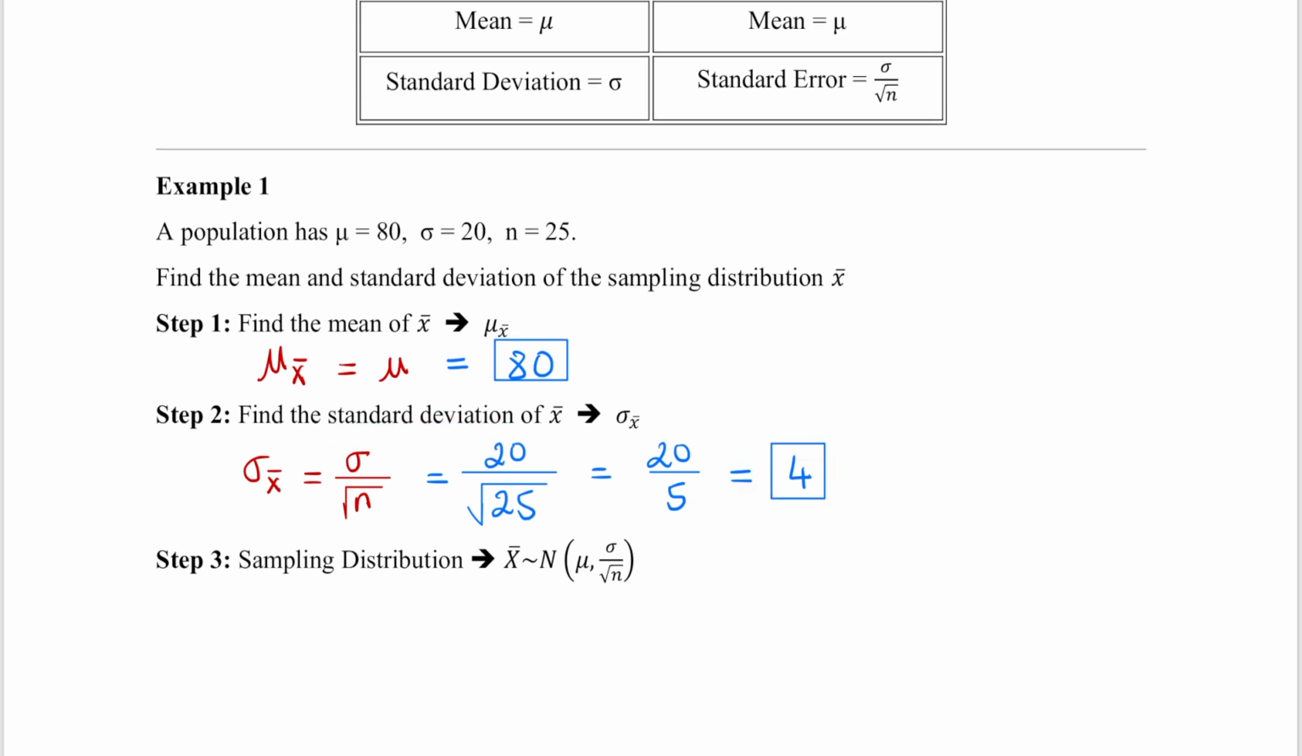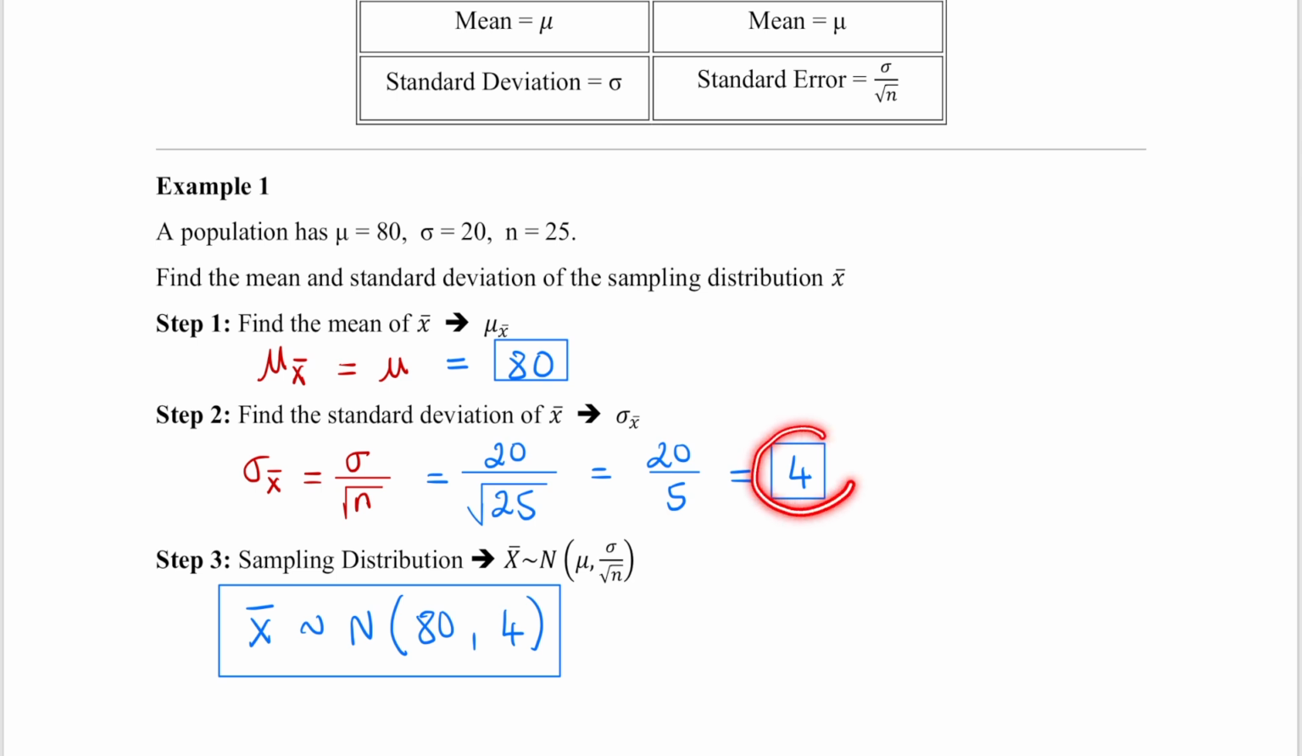Finally, we can write the sampling distribution as x bar follows a normal distribution with mean 80 and standard error 4. So the sampling distribution has a mean of 80 and a standard error of 4. Notice that the standard error is much smaller than the original population standard deviation of 20. That's because averages vary less than individual observations.